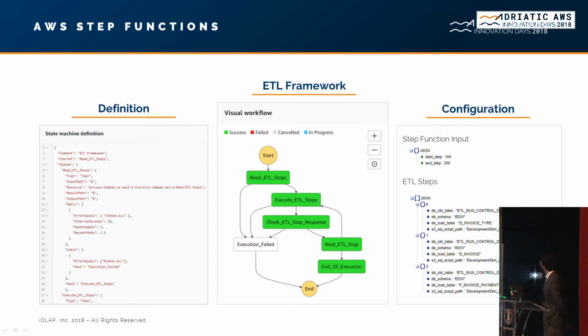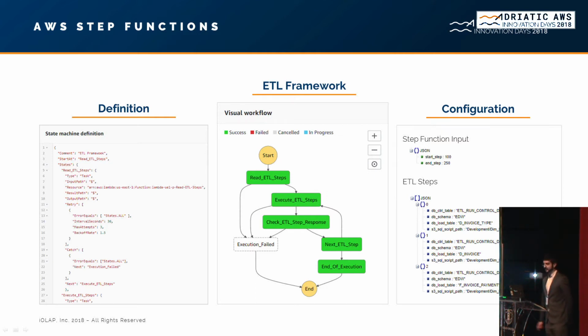So how does the flow go? Read ETL steps, then execute steps one by one, and after one is done, check the result. If there are more steps to go, then go back and keep iterating until all the jobs are done.